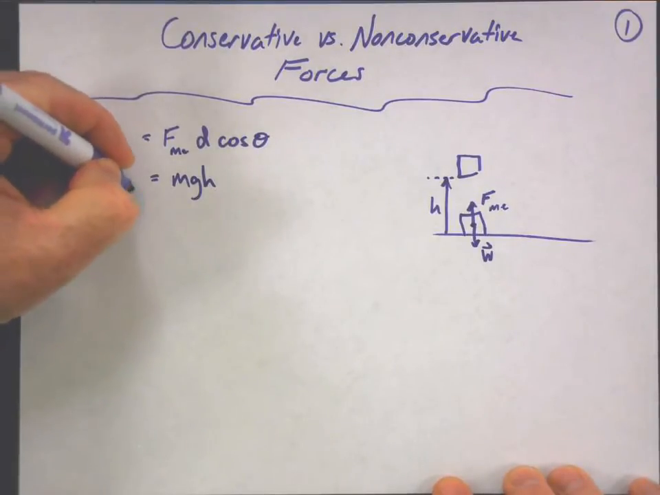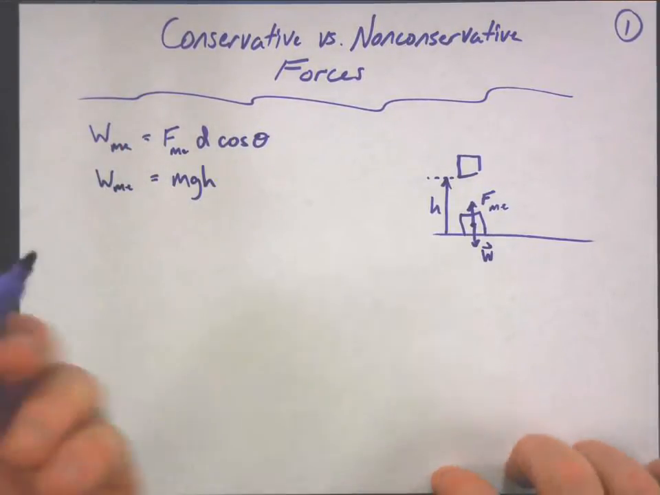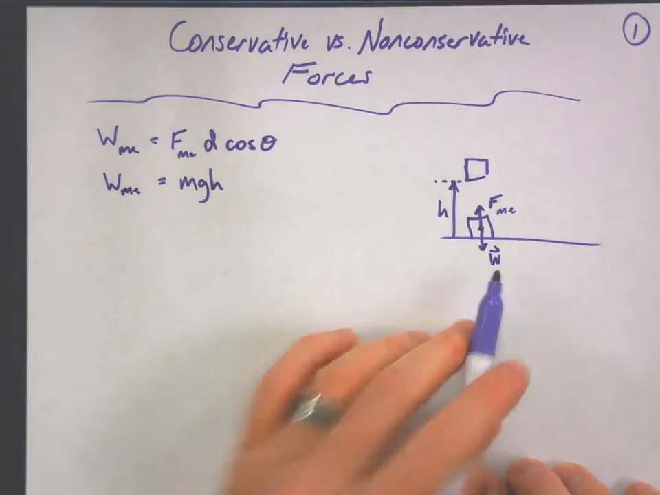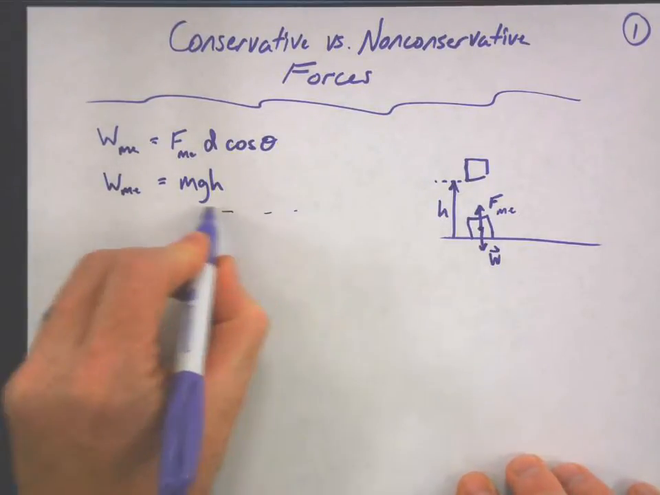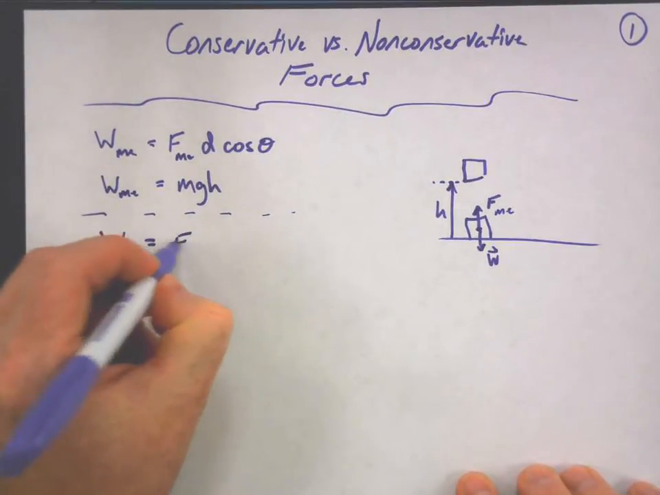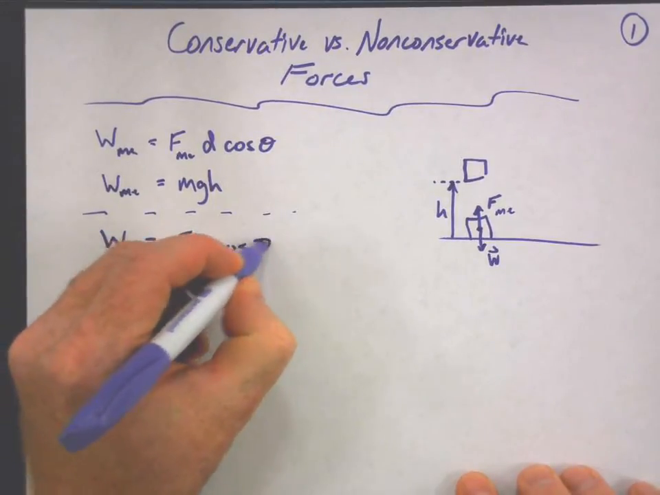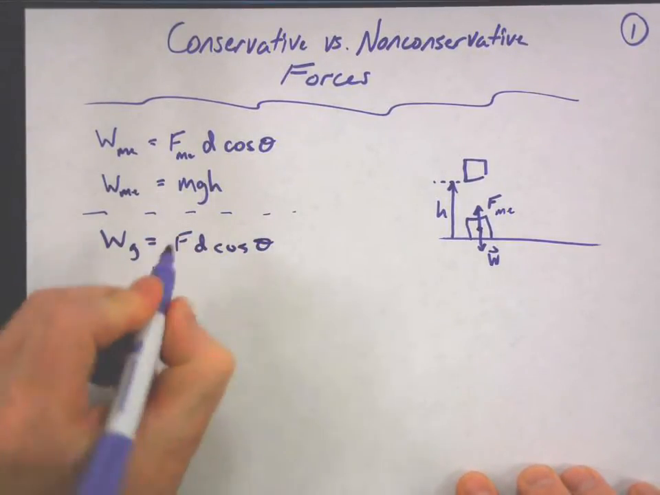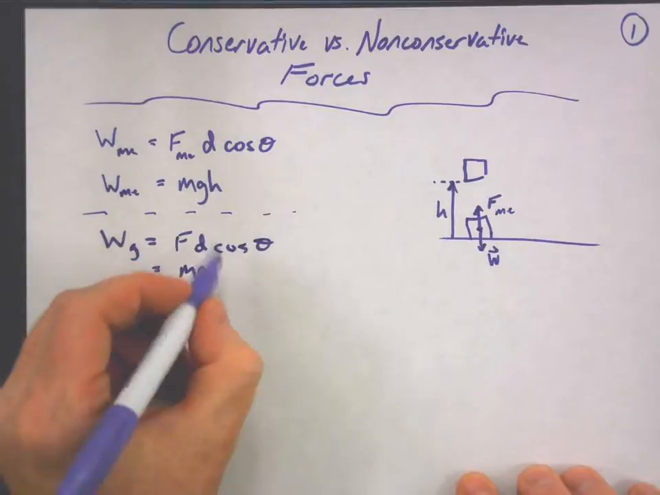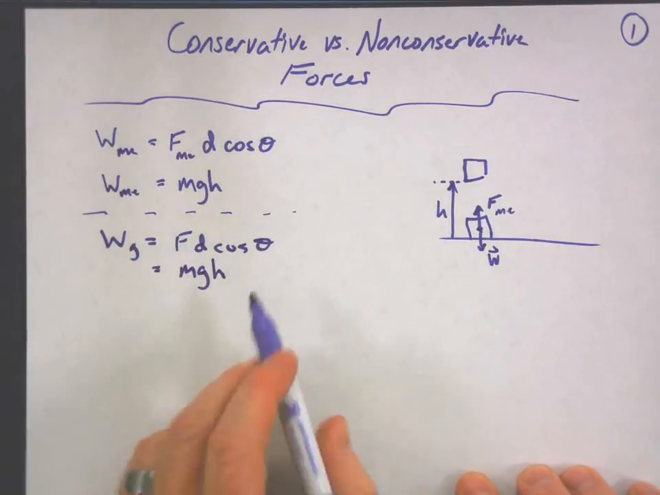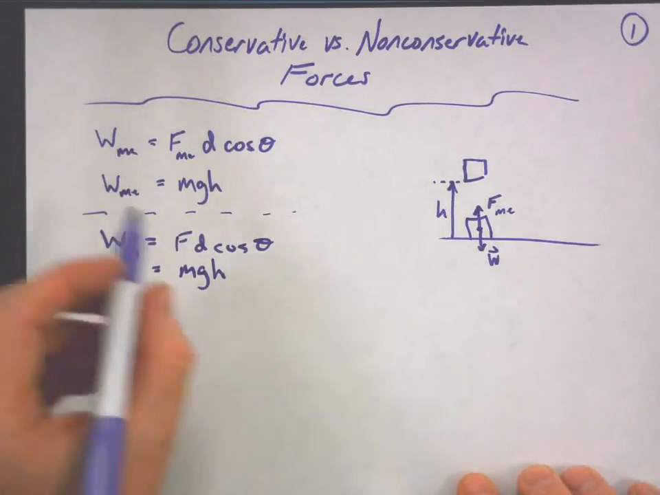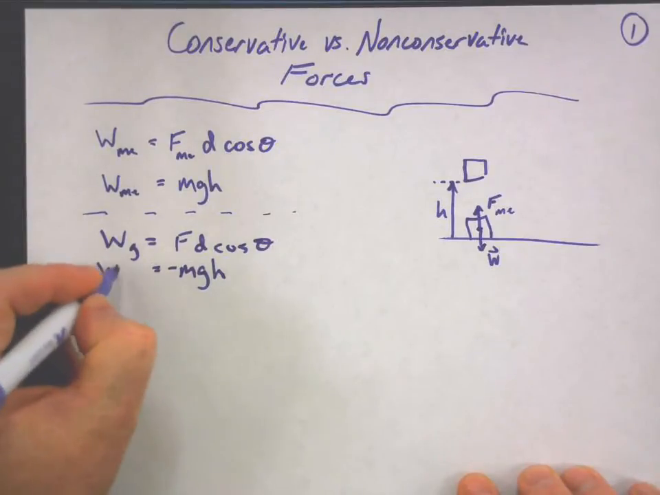Work done by me, and that's going to be a positive value. While that's happening, gravity is also doing work. So, how about the work done by gravity? We start out with force times distance times cosine of an angle. The force is, again, mg, and the distance is still h. But this time, the angle between the force and the distance is 180 degrees. So cosine of 180 is -1, and I get minus mg h. Work done by gravity is negative.